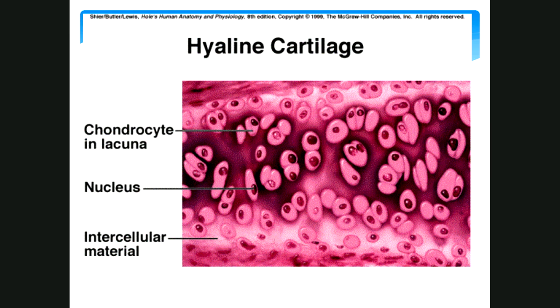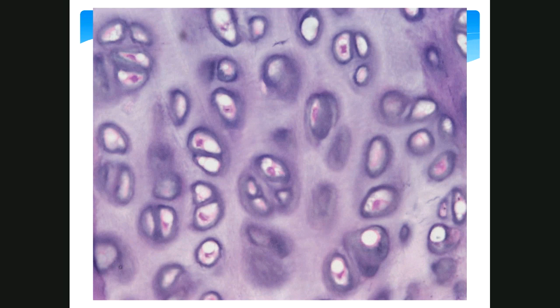Here's a better picture. There's a hole with a cell in it. There's a hole. It has collagen fibers, but it's so dense. The fibers are so close to each other that you can't see individual fibers. It just looks almost solid.